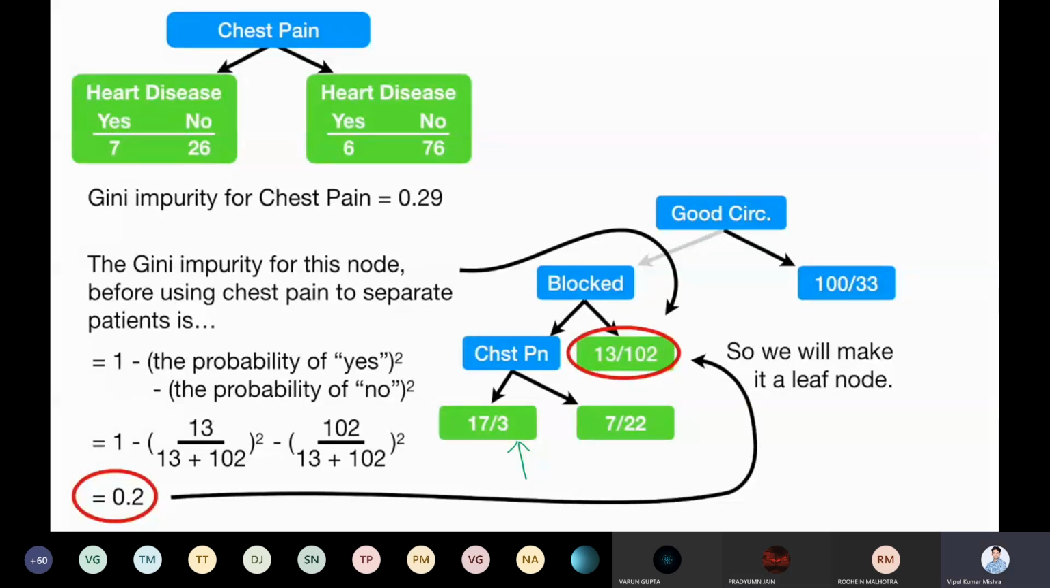Any doubt, guys? Anyone, any doubt here? How we decided that this should be a leaf node instead of breaking this further? Can we also infer that when we break it further and get a Gini score higher than the previous node, overfitting is also happening?